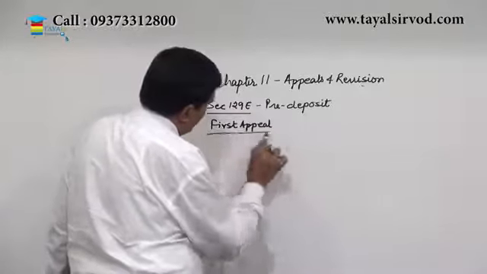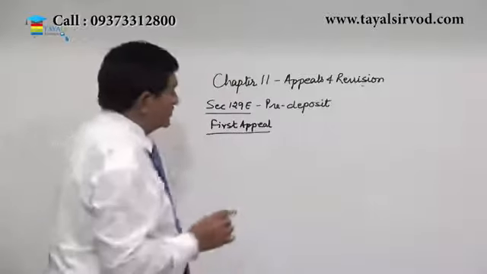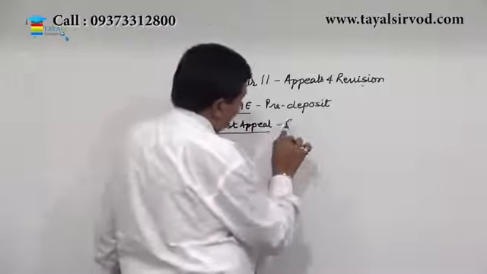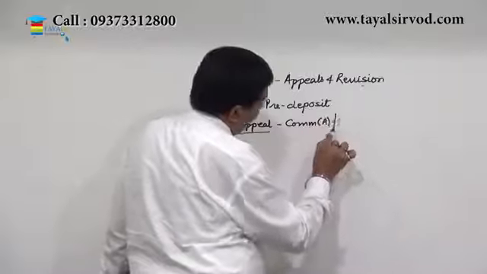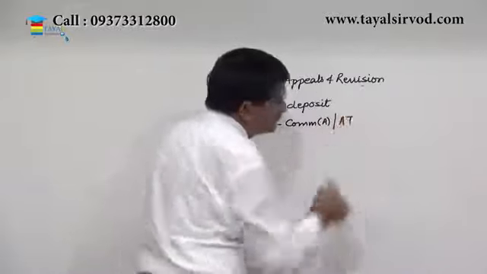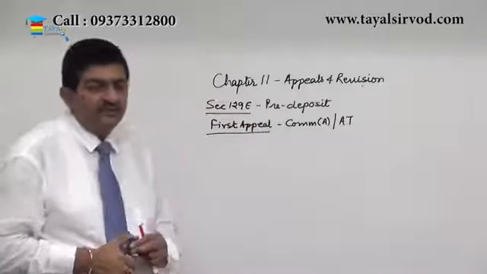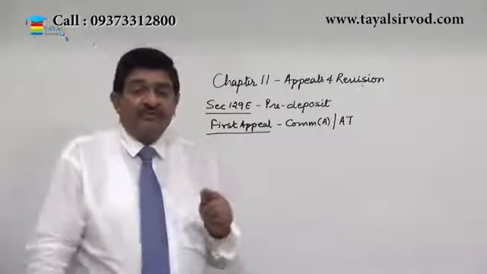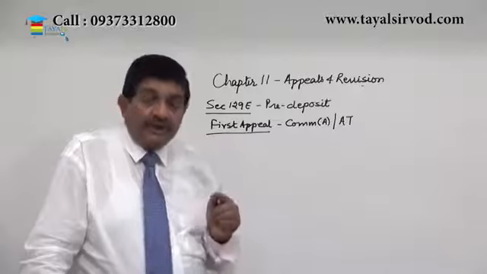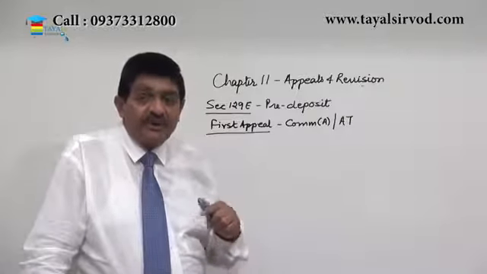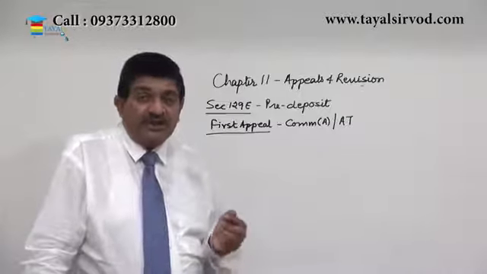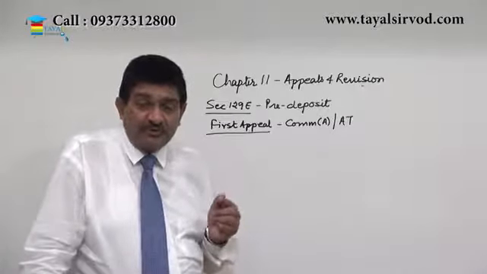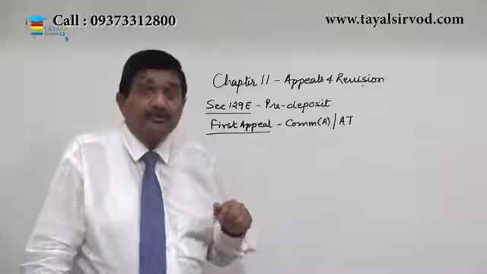Now this first appeal, this may be before Commissioner Appeals or this may be before the appellate tribunal. If the order is passed by an officer below the rank of Commissioner or Principal Commissioner, the appeal goes to Commissioner Appeals. Where the order has been passed either by the Commissioner, Principal Commissioner or Commissioner Appeals, then the appeal goes to the appellate tribunal.